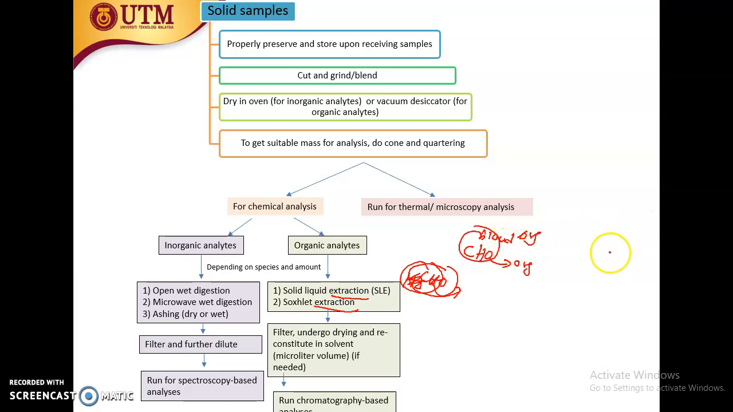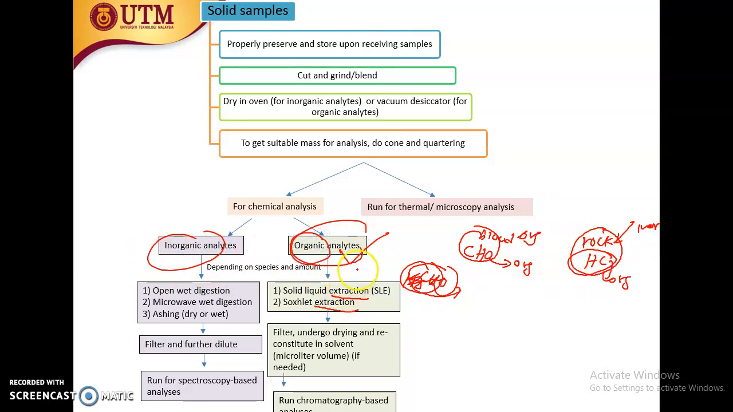What if you have an inorganic sample, for example, rock? You want to analyze how much hydrocarbon, for example, is inside it. So hydrocarbon is an organic analyte, rock is an inorganic sample. So which one to use, this one or this one? Still it is this one, because you are dealing with an organic analyte.